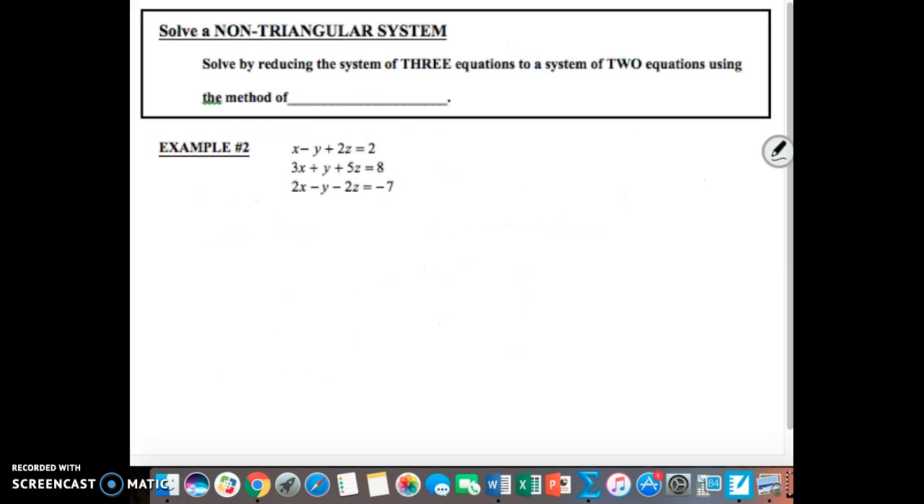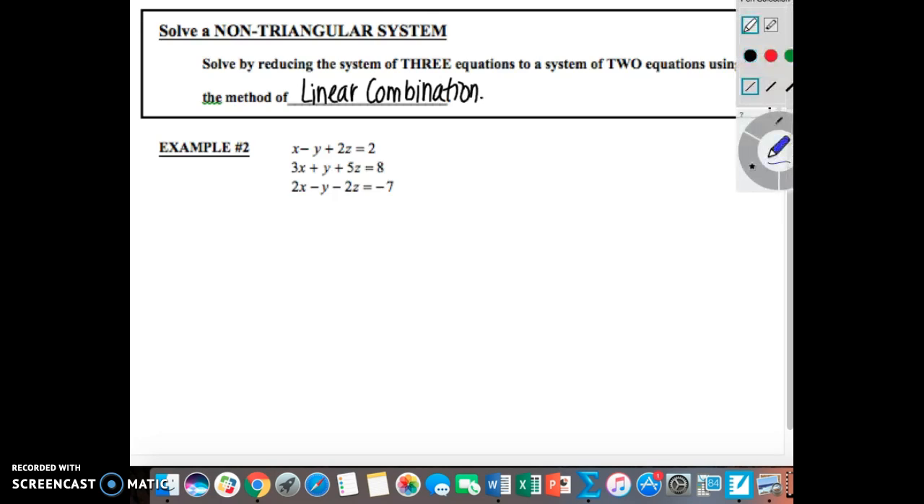Solving a non-triangular system, we can solve by reducing the system of 3 equations to a system of 2 equations by using the method of linear combination. So your goal when using linear combination is to hopefully either add or subtract two of your equations to eliminate a variable.